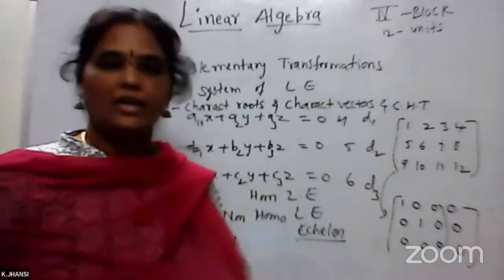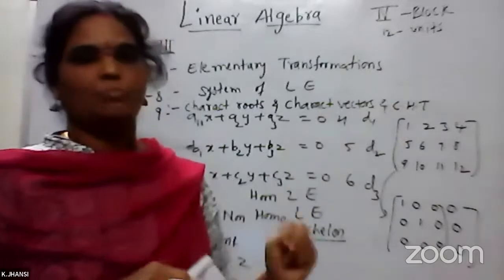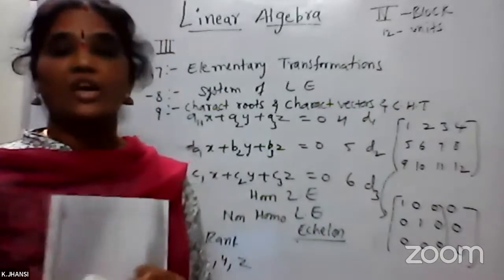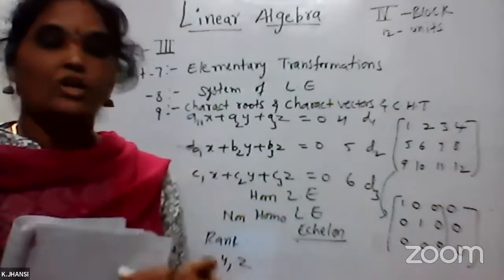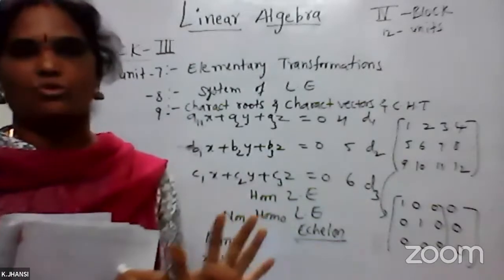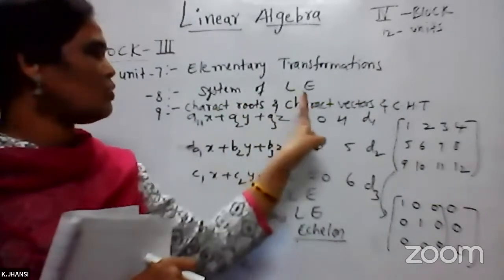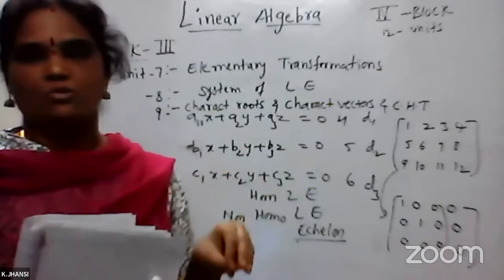And if you get the Cayley-Hamilton theorem proof in one series, you will get verification of the Cayley-Hamilton theorem problems in another series. Okay. So that you will get as another 10 marks question. Characteristic roots and vectors, that is only a 5 marks question.